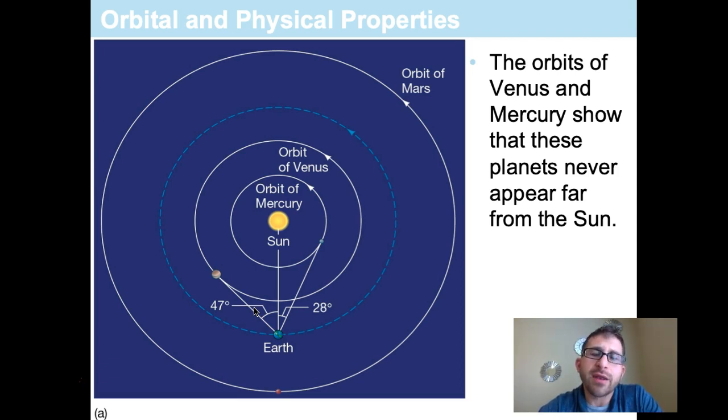Mars, on the other hand, is a superior planet to the Earth, and that means that it has an orbit outside of the Earth's orbit. As a result, Mars can be seen both day or night, and that all depends on where Mars is in its orbit throughout its time around the Sun.